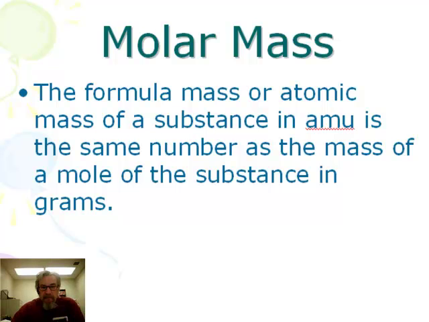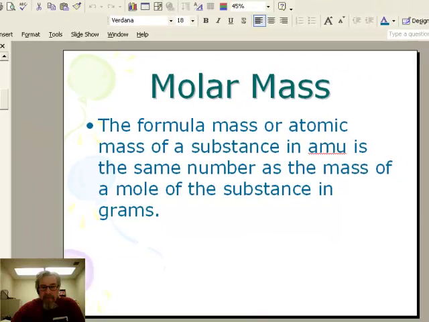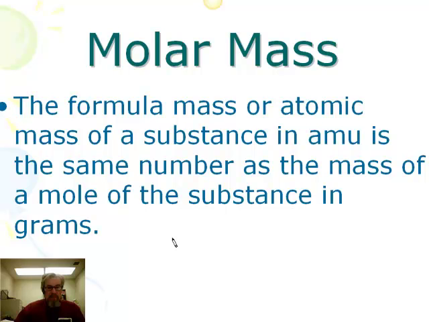It turns out that a mole, we think of it as 6.022 times 10 to the 23rd units, but a mole is formally defined as exactly the number of particles in exactly 12 grams of carbon-12. I think we had that definition earlier in the year. Well, since 12 AMU is also defined based on carbon-12, there's not an accidental relationship between the AMU and the mole. The formula mass, or the atomic mass if it's an element, for a substance in atomic mass units is the same exact number as the mass of a mole of the substance in grams.